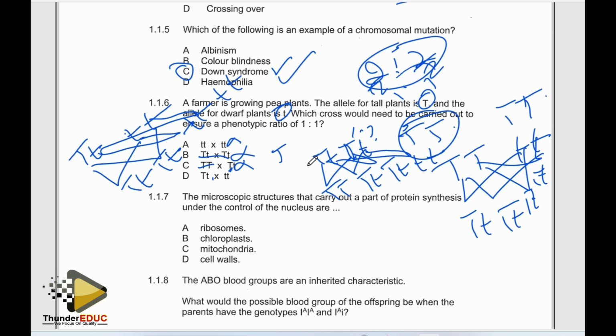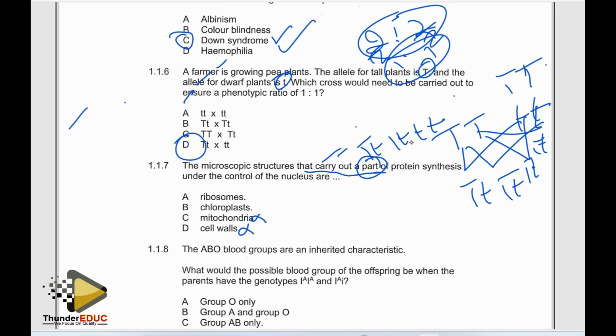Then the next question: the microscopic structure that carries out part of protein synthesis under the control of the nucleus. They're saying microscopic structure, and that it carries out part. This is the key point, it's just a part. So it can't be the cell wall, it can't be mitochondria, because it is under the nucleus control.